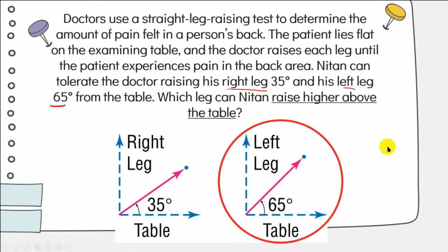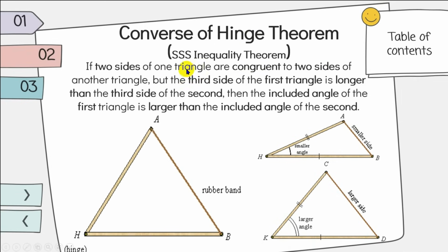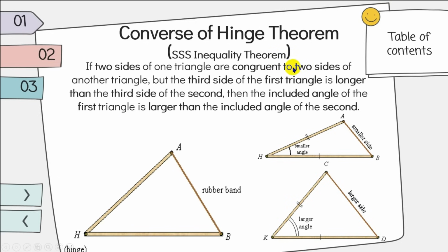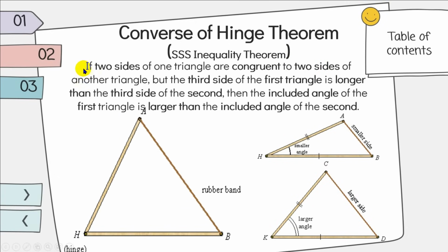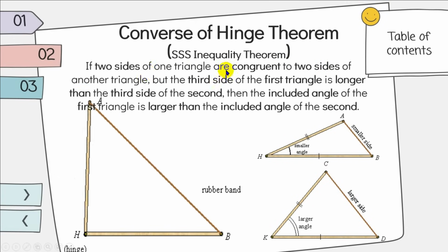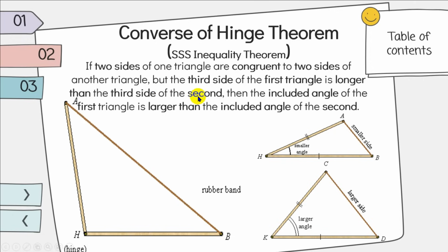Okay? So, that's for our Hinge Theorem or the SAS Inequality Theorem. We also have the converse of Hinge Theorem or tinatawag rin nating SSS Inequality Theorem. At ano naman ang nilalaman nito? Okay, so here we have this statement. If two sides of one triangle are congruent to the two sides of another triangle, again, sila yung corresponding congruent sides, then ang third na given ay yung third side.